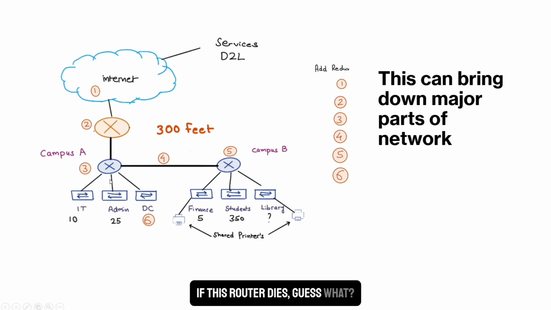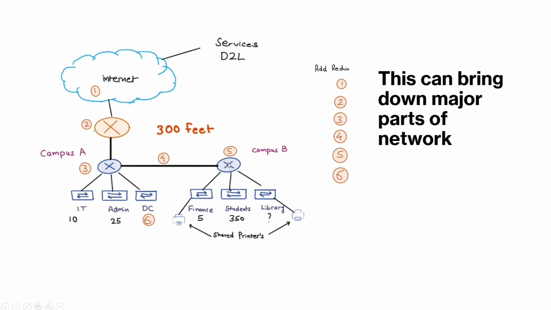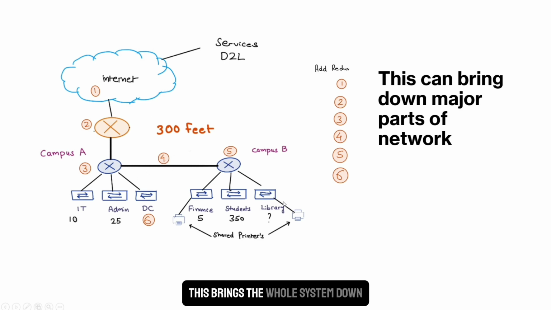If this router dies, guess what? The whole campus is down here. Similarly, if Layer 3 is down, I will still have this campus down, because don't forget DC has the DHCP server. So nobody will get any IPs, and nobody can communicate. This link is a problem. If this link goes down, it brings the whole system down.